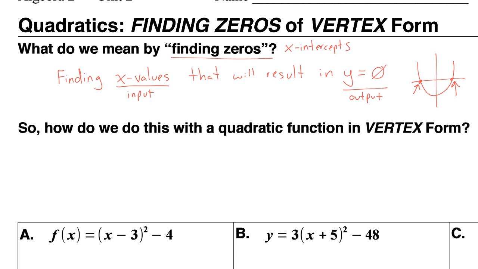So how do we do this? How are we going to do this? We have our function in vertex form, which looks very much like this. If we have some numbers in there, what we're going to be trying to do is solve for x. So the first thing we're going to do is set y equal to 0. The second thing we're going to do is solve for x.